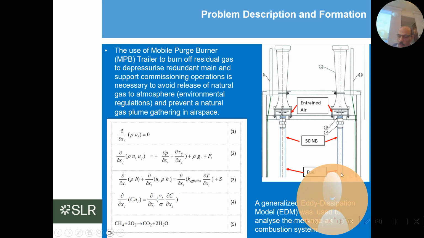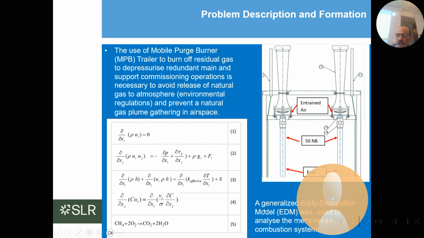The composition of the fuel is 88.8% methane, 7.8% ethane, and 1.9% CO2, and some small percentage of N2 and propane. It is conservatively assumed that the fuel consists of 100% methane. It's a conservative assumption because methane is more flammable than ethane.